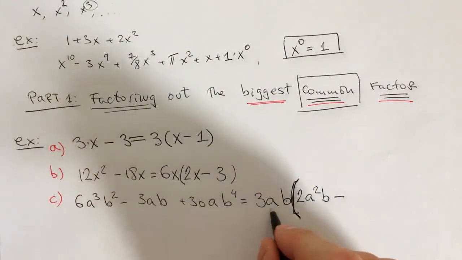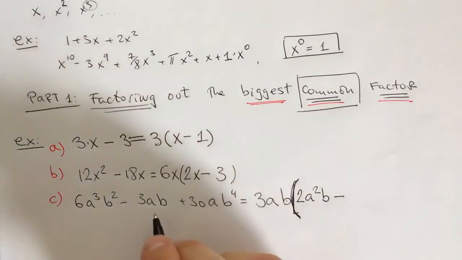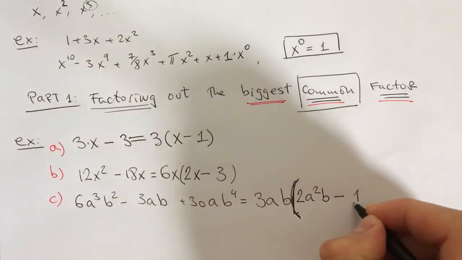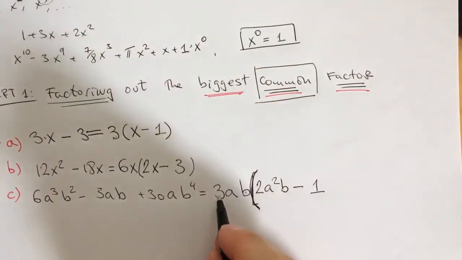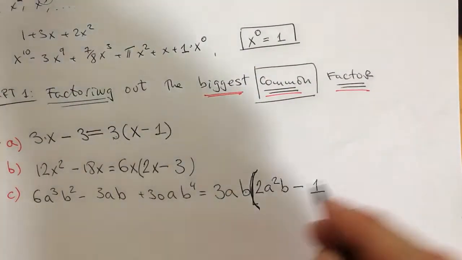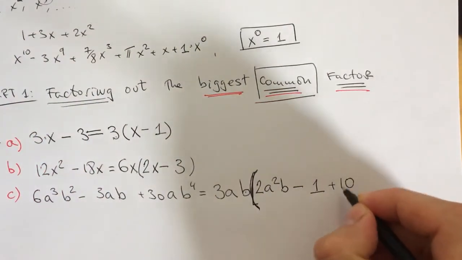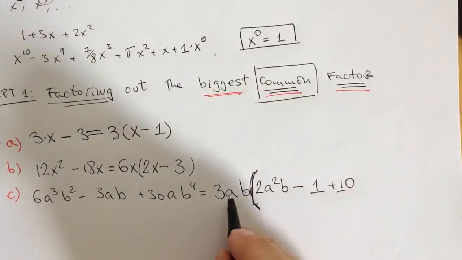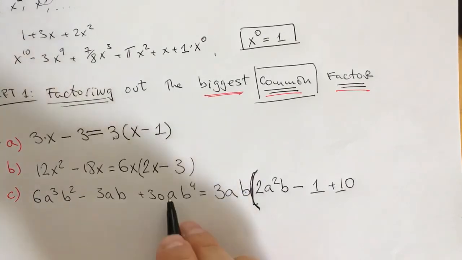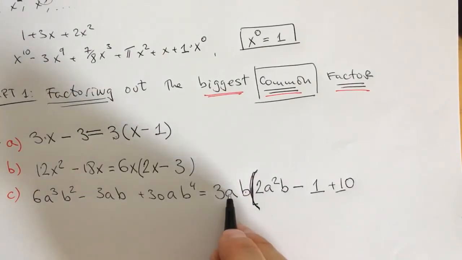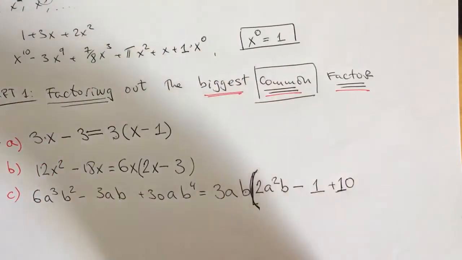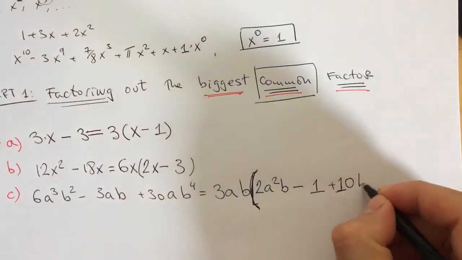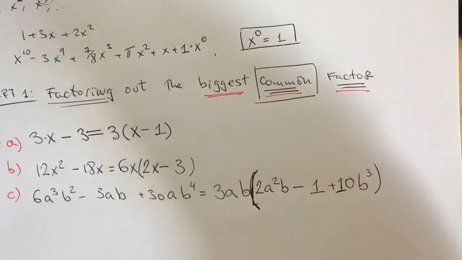Well, that's just b. Minus, with what do I need to multiply 3ab to get 3ab? Well, that's just the constant 1. And finally, in order to get from 3 to 30, I need to multiply 3 by 10. I have a factor of a here, and I have a factor of a here, so I multiply a by 1 to get a, so I don't have to write anything here, right? And then in order to get from b to the power of 4, I need to multiply that by b to the power of 3.